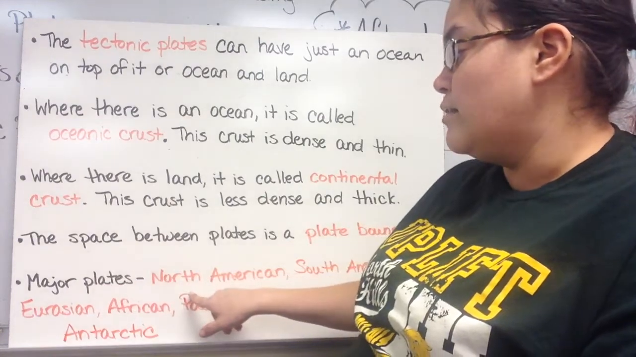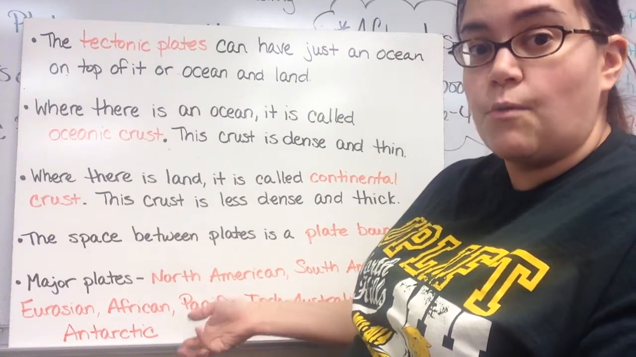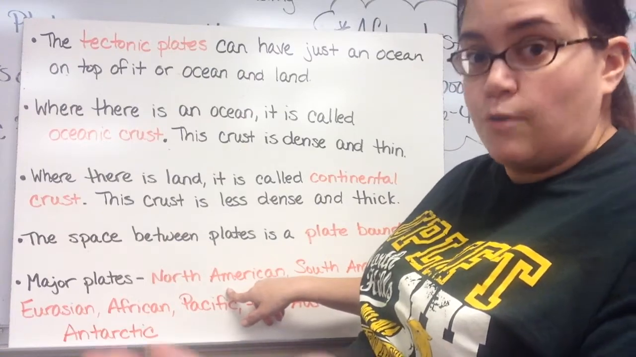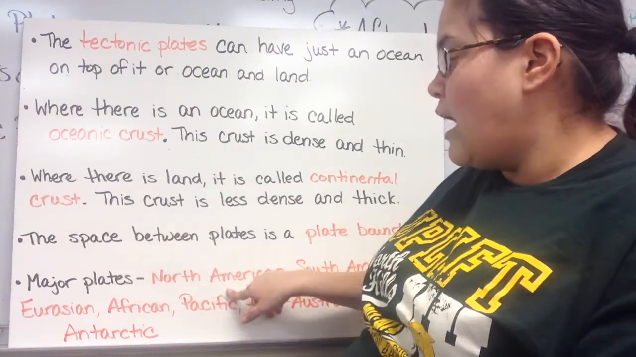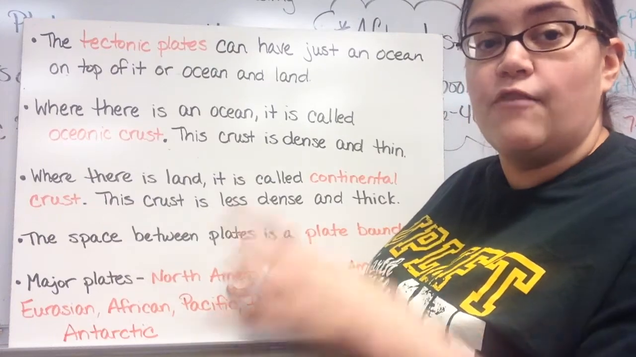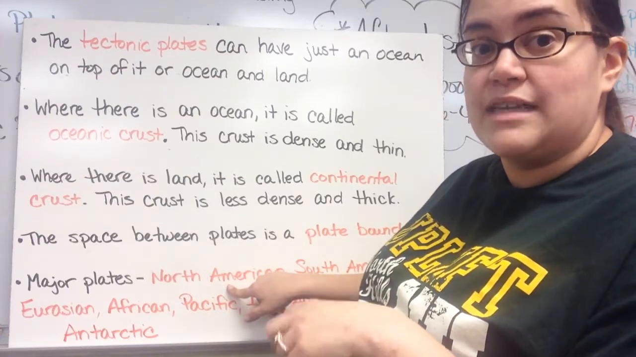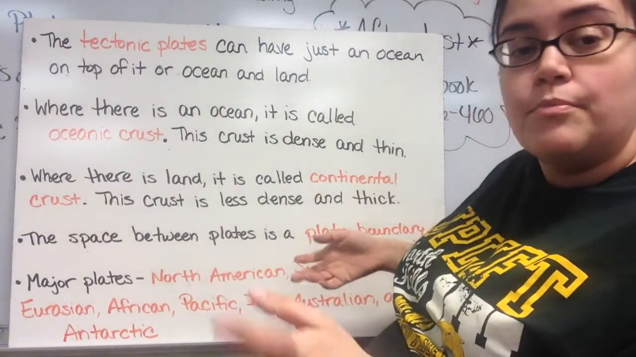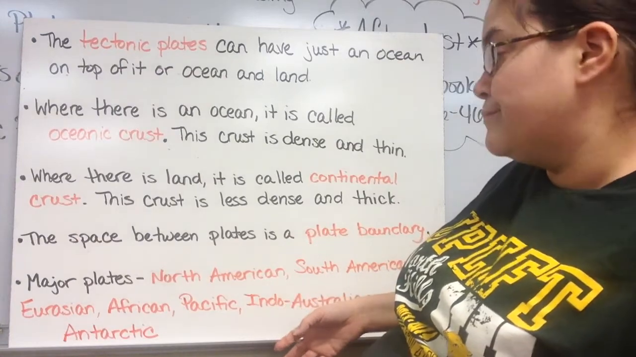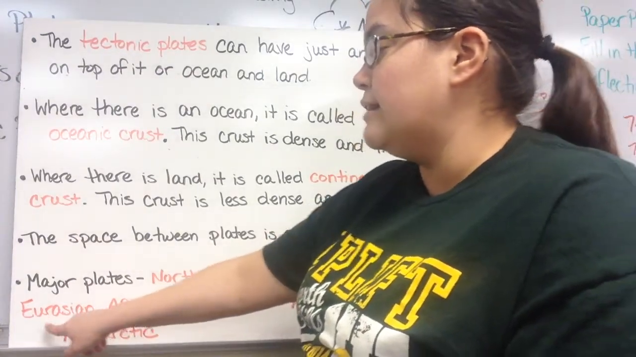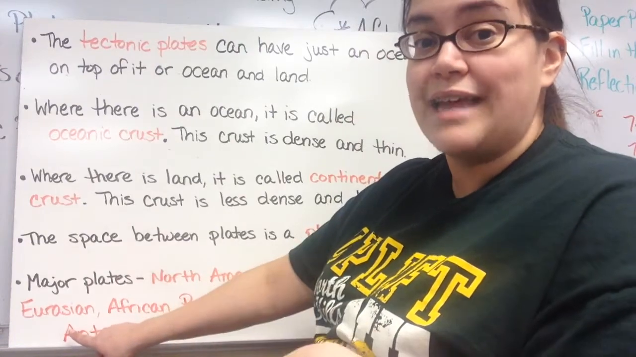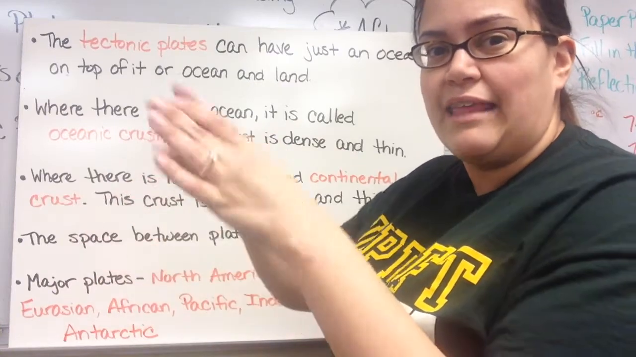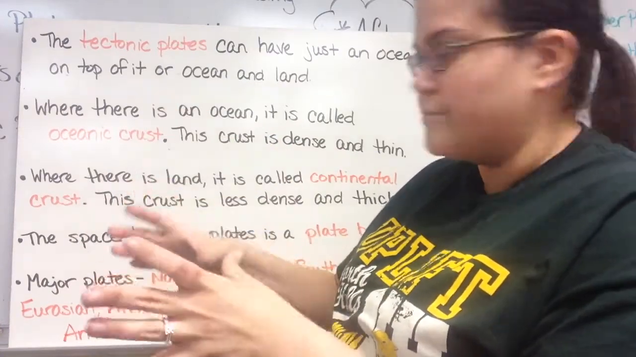But the major plates are pretty much named after the area of the world that they cover. So like the North American plate is where North America is. Makes sense, right? The North American plate has the continent of North America plus some of the Atlantic Ocean. The South American plate has South America on it plus another part of the Atlantic Ocean. The Eurasian plate has the continent of Europe and Asia on it, and then it has some of the Mediterranean Sea and the North Sea and those oceans around Europe and Asia.